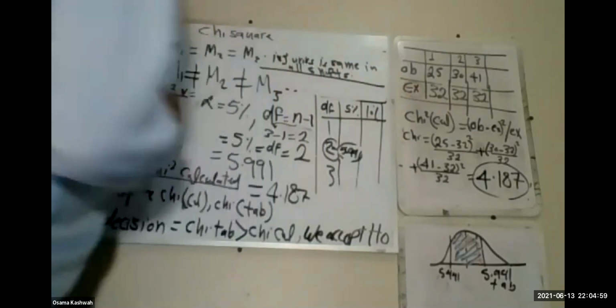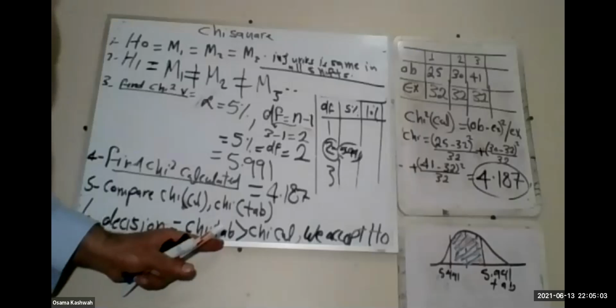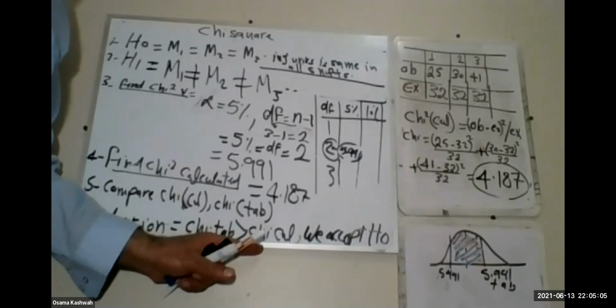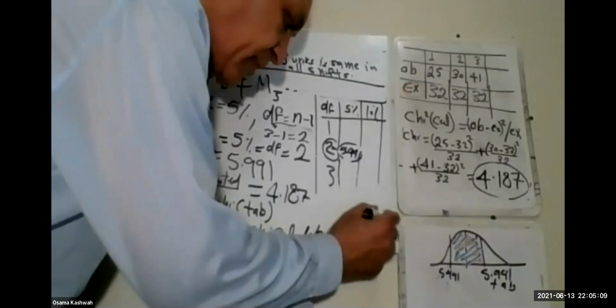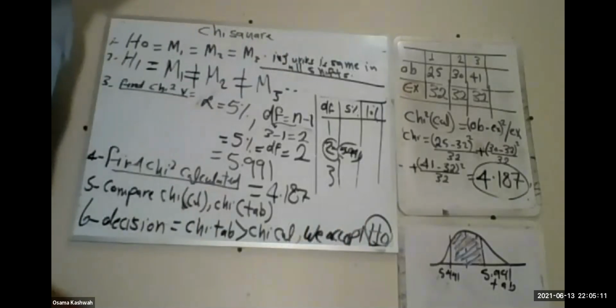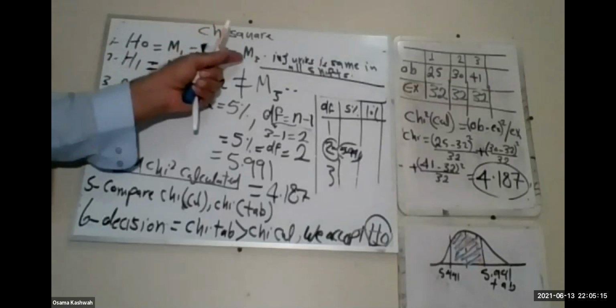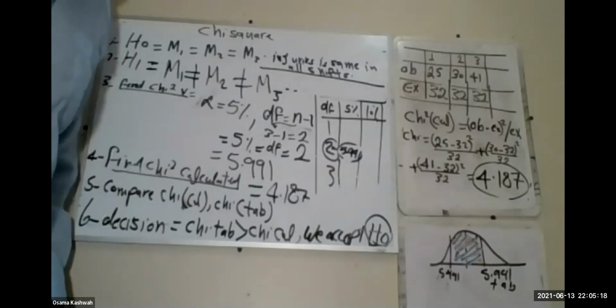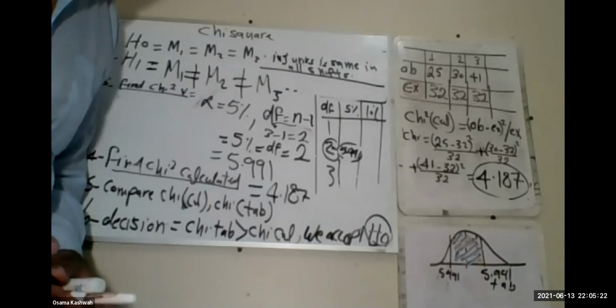So I would say here, as long as the chi-square tabulated is greater than the chi-square calculated, then I will accept H0. And H0 says that M1 equals M2 equals M3, which means that all of them are like each other. All the shifts are like each other.